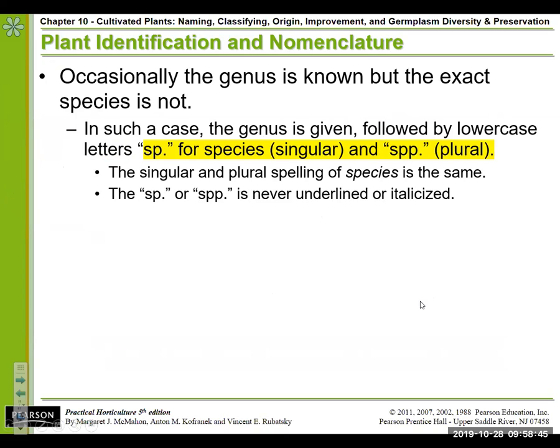Often we'll look at the genus being known, but we don't actually know what the species is. And in those cases, we abbreviate species, either to sp. with a period for a singular unknown species, or spp. for multiple unknown species. However, in that naming convention, we don't actually underline or italicize that.